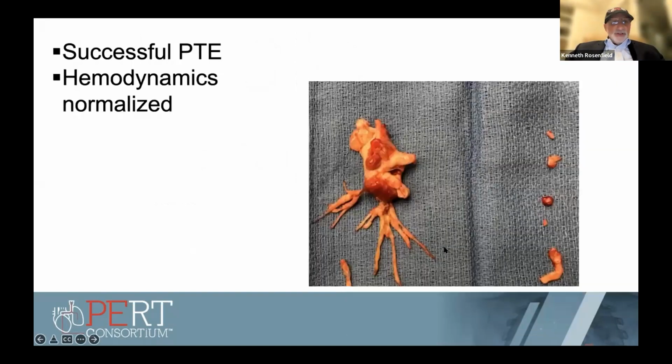So she had a successful pulmonary thromboembolectomy, surgically treated, and her hemodynamics completely normalized, which is remarkable. And you can see the specimen that was obtained.